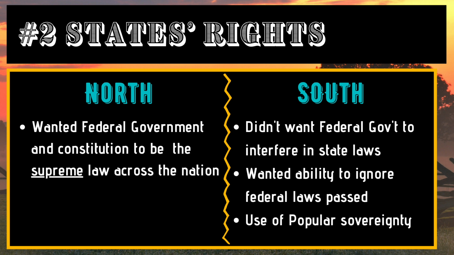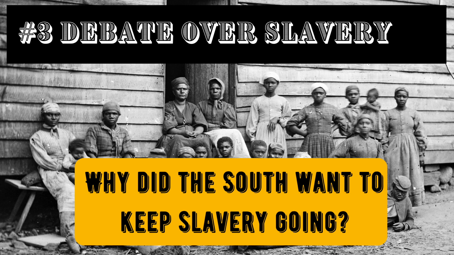In addition to that, they wanted to be able to control laws regarding slavery. In addition to this, they wanted to use popular sovereignty as a way to have states admitted to the Union so that they could decide if that state would be a slave or a free state. That's going to take us into the third cause for the Civil War, and that has to do with the debate over slavery.